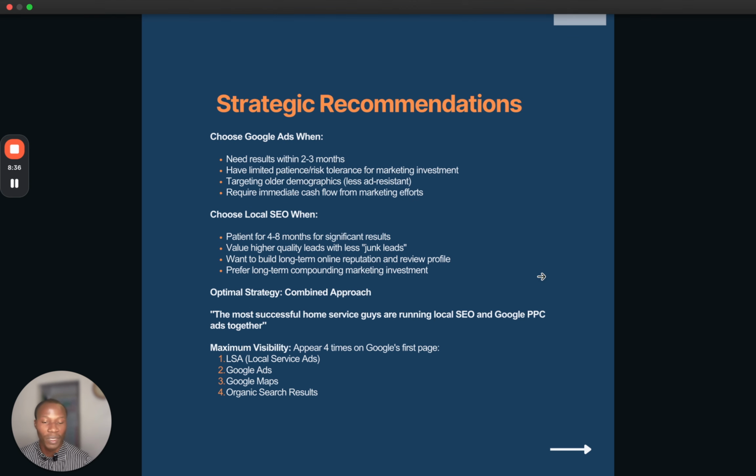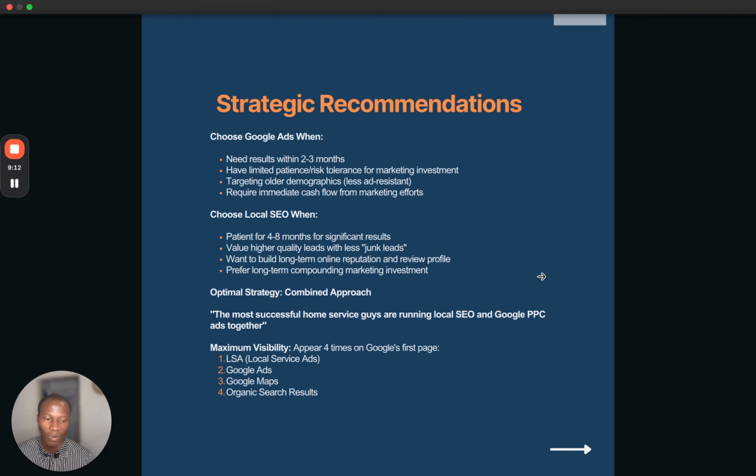The strategic recommendation here for people that are looking to run Google Ads or do local SEO: choose Google Ads when you need results within 2 to 3 months. Immediately, I mean, like you need results like tomorrow. You want to have Google Ads running for you while you focus on SEO strategy. Have limited patience and risk tolerance for marketing investment. If you have skepticism about hiring a digital marketing firm or an SEO specialist, manager, or strategist, you can actually go with Google Ads because you're guaranteed to get results, but at what cost?